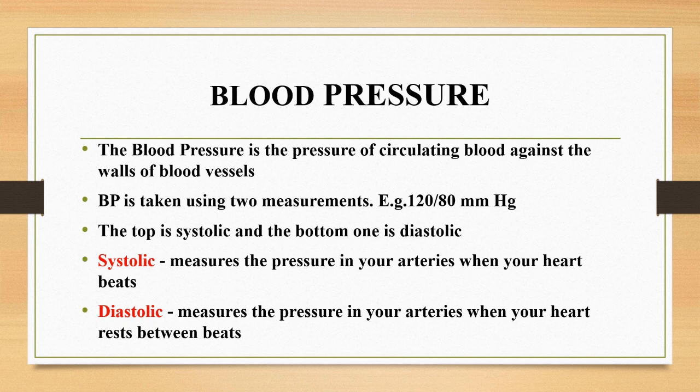So blood pressure is taken using two measurements. The top is systolic and the bottom one is diastolic. So for instance, if the blood pressure is 120 by 80, 120 is the systolic blood pressure and 80 is the diastolic blood pressure. So what do you mean by systolic and diastolic?